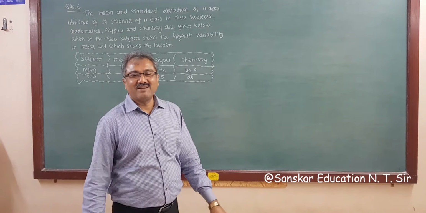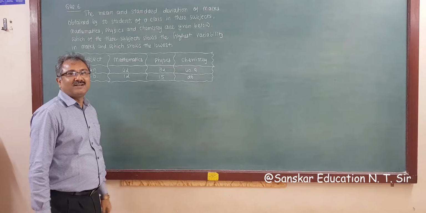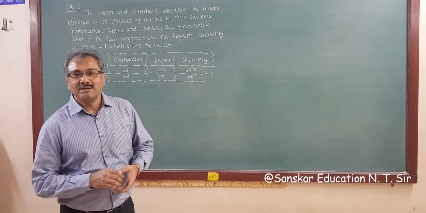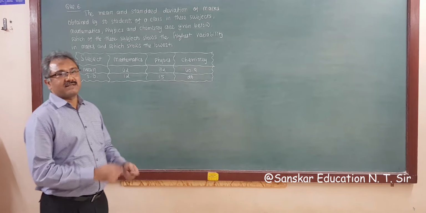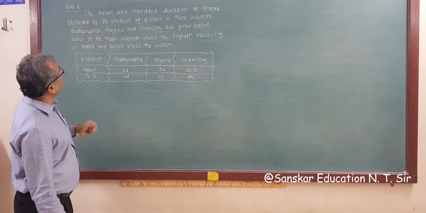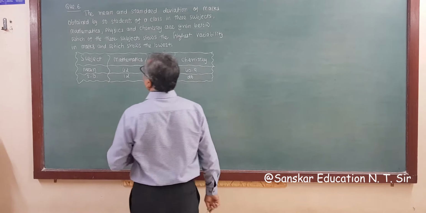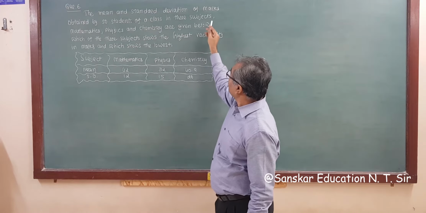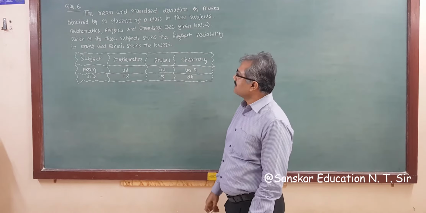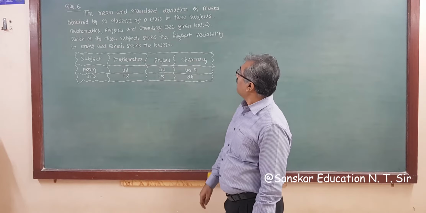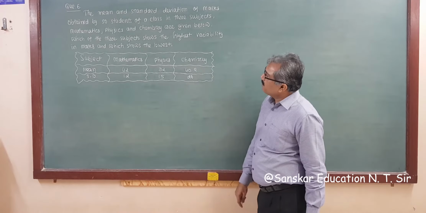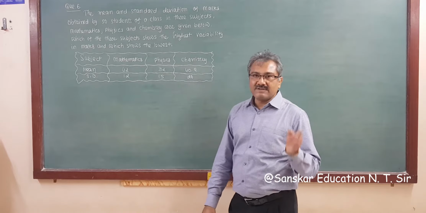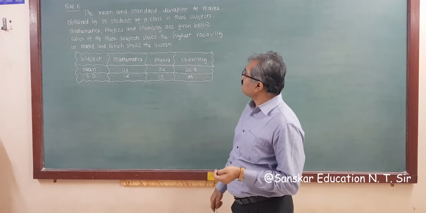Hello friends, today in this lecture we are solving sums related to finding the CV, that is coefficient of variation. Today's question: the mean and standard deviation of marks obtained by 50 students of a class in three subjects, mathematics, physics and chemistry, are given below. Which of the three subjects shows the highest variability in marks, and which shows the lowest?